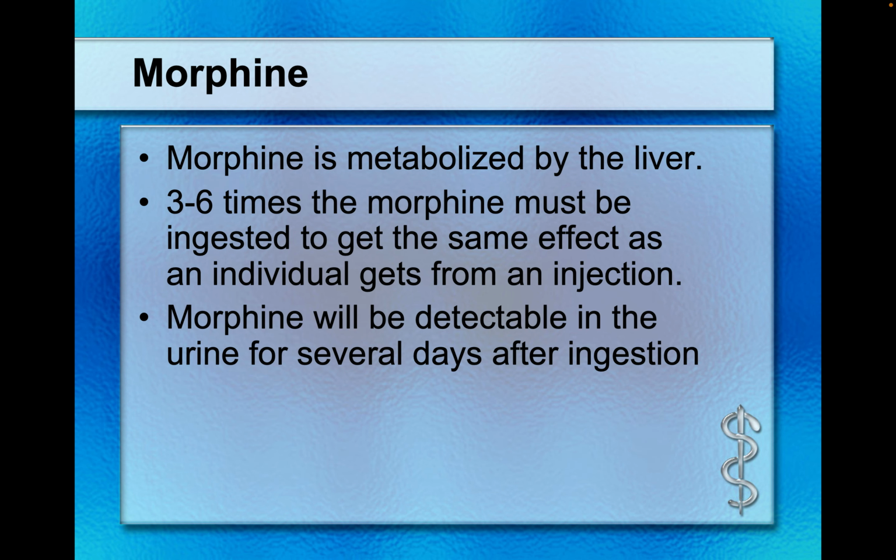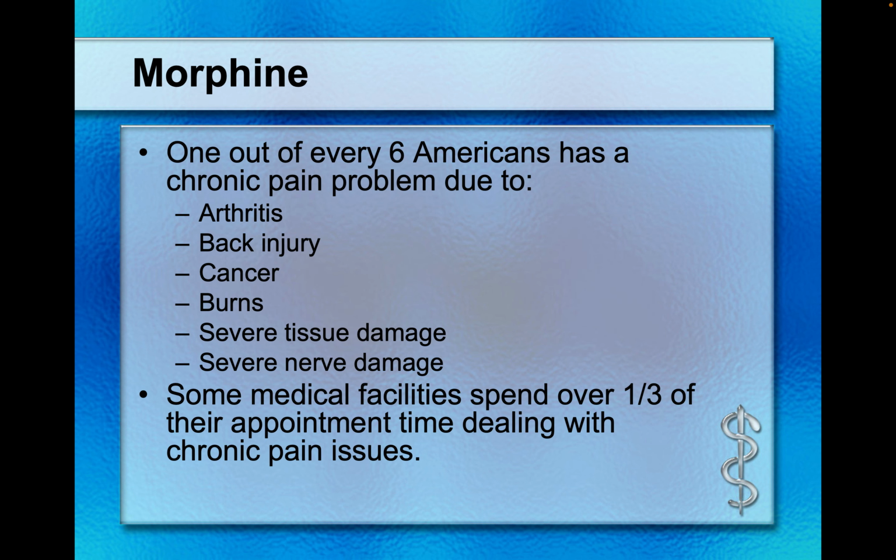Morphine is metabolized by the liver. 3 to 6 times the morphine must be ingested to get the same effect as an individual gets from an injection. Morphine will be detectable in the urine for several days after ingestion. 1 out of every 6 Americans has a chronic pain problem due to arthritis, back injury, cancer, burns, severe tissue damage, severe nerve damage. Some medical facilities spend over 1/3 of their appointment time dealing with chronic pain issues.